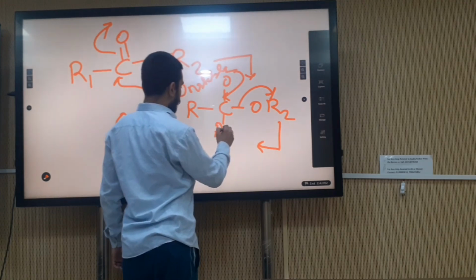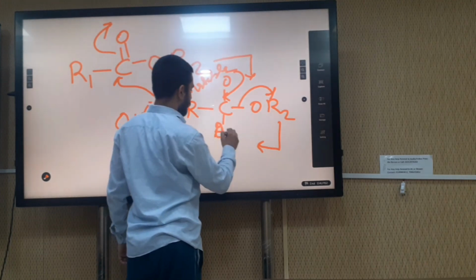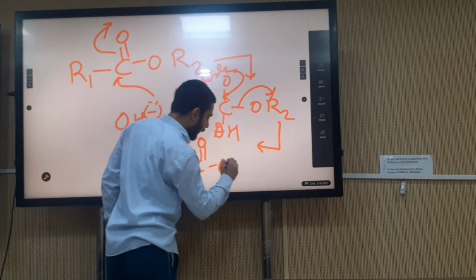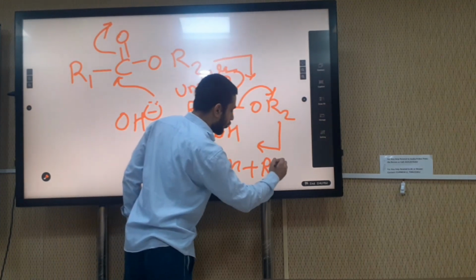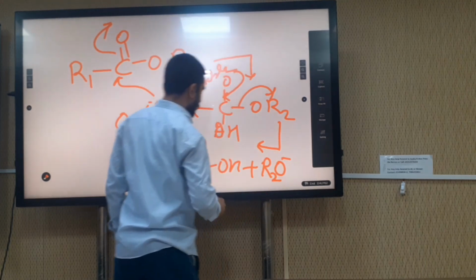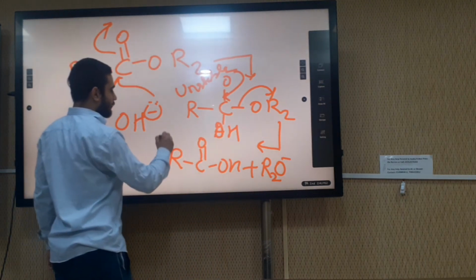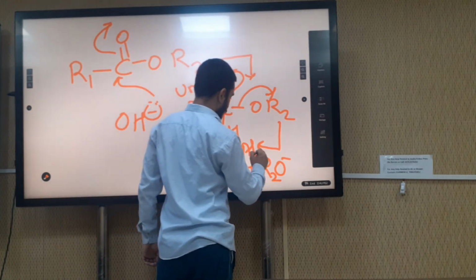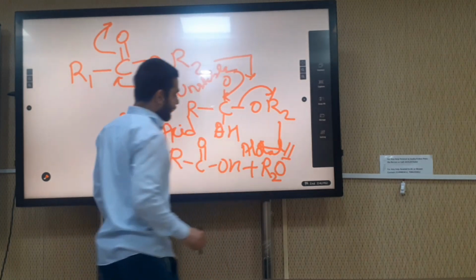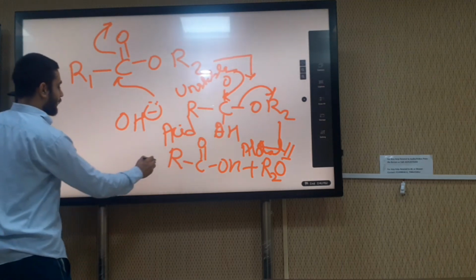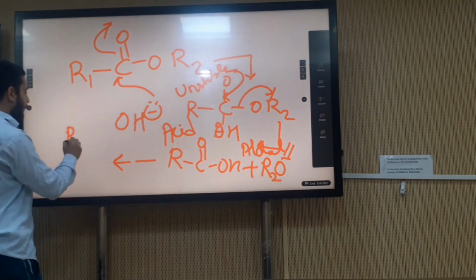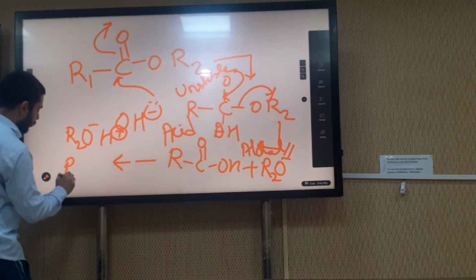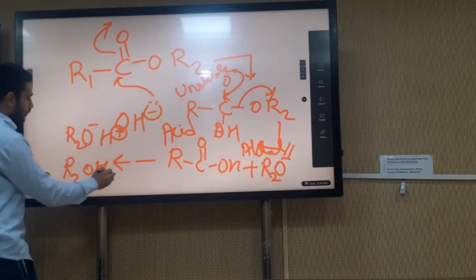So what will be formed? RCOOH plus R2O minus. This is the acid and this is the alcohol. These are the two species which are formed. Then, H plus will be provided from the solution to this R2O minus, and R2OH will be formed, that is, the alcohol will be formed.